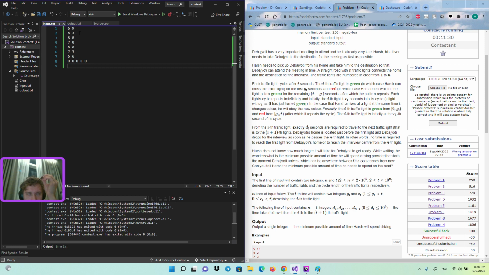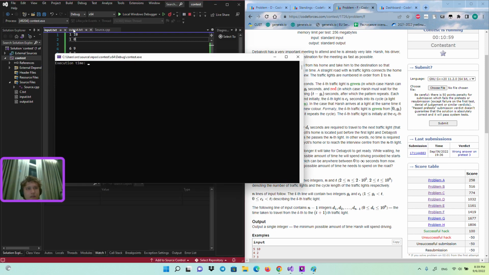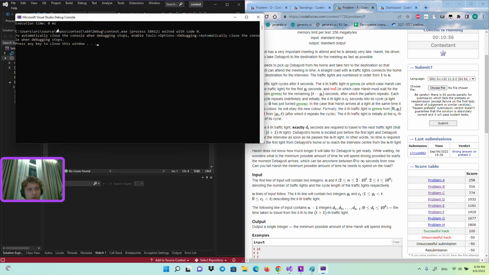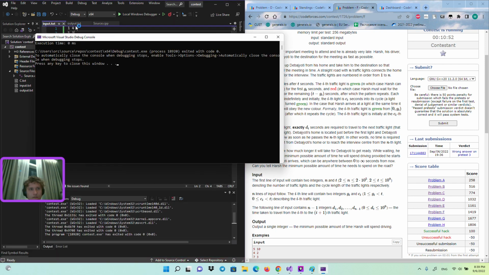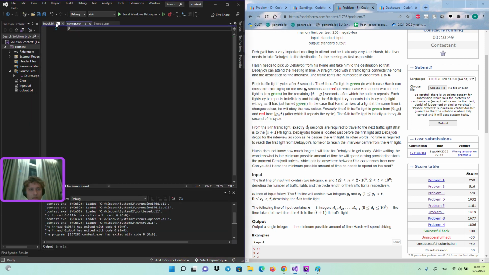Okay, let's check that I understand it for one light. For example, one traffic light and cycle length is 100. For example, 10, I don't know. And I have green light for 1 second, starting from 0. Okay, let's take 4. Excellent.